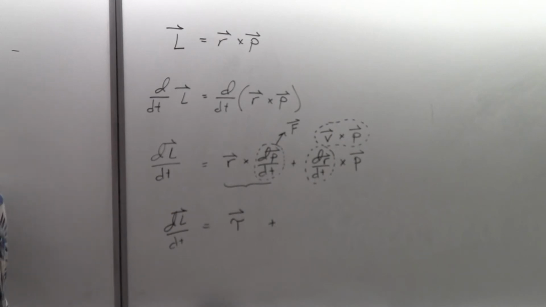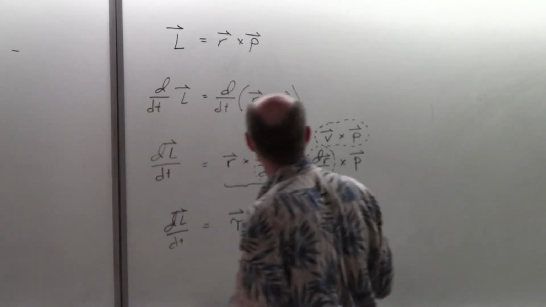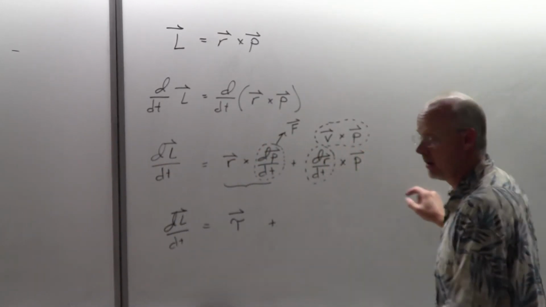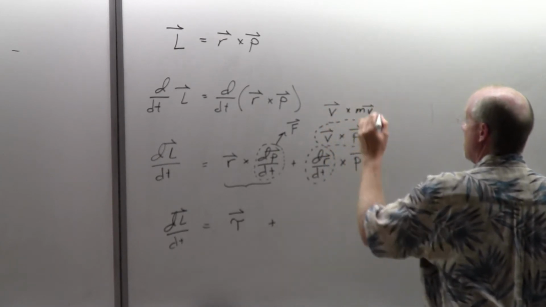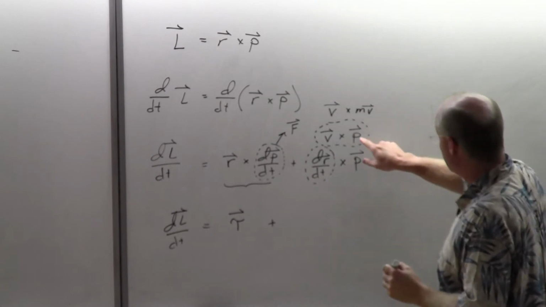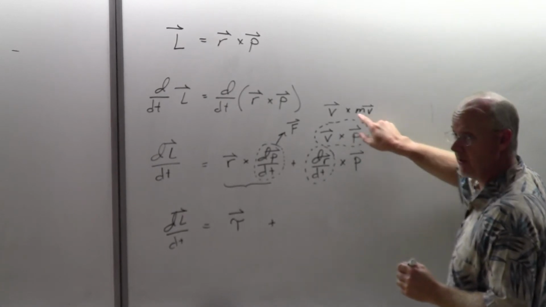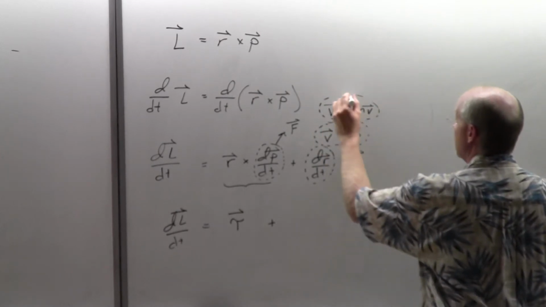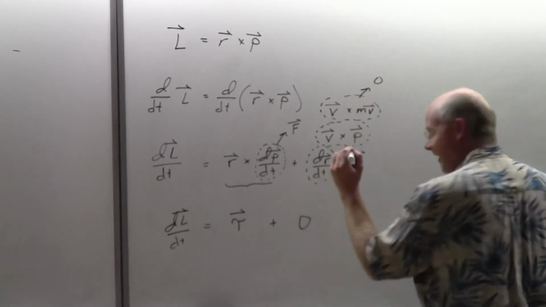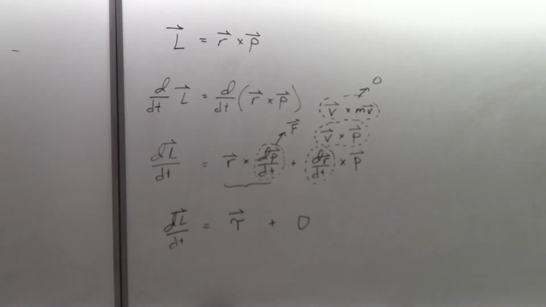Why did this one come out to be 0? Because these two vectors were in the same direction, at 0 or 180 degrees. How do these two compare? Aren't they in the same direction? I mean, isn't the linear momentum just mass times the velocity? So they're in the same direction. So what happens if you have a cross product where two of them are in the same direction? What's this? 0. Yay, good. Don't have to worry about that one either.